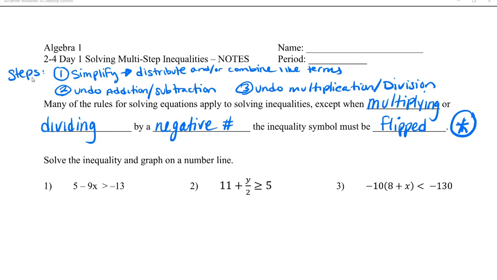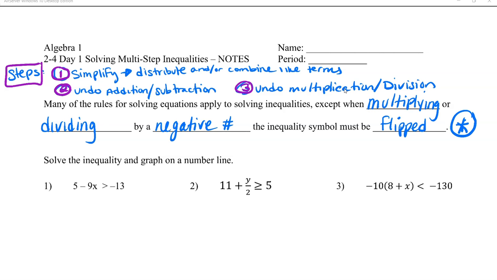And just in case you need a reminder on steps to solve equations, which also work for solving inequalities, we're always simplifying first. Simplifying could include distributing or combining like terms. Then we'd want to undo addition or subtraction, which also includes positive and negative constants, numbers without variables. And then step 3, we always want to undo the multiplication or division as the last step.